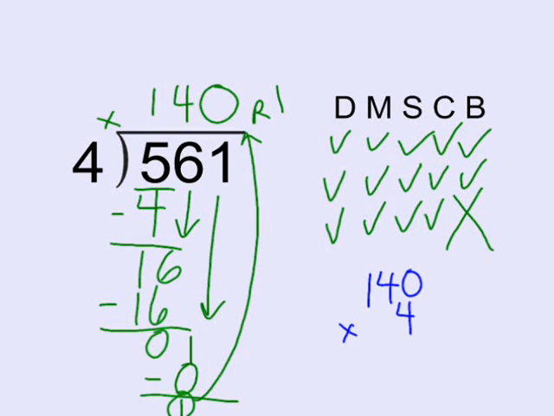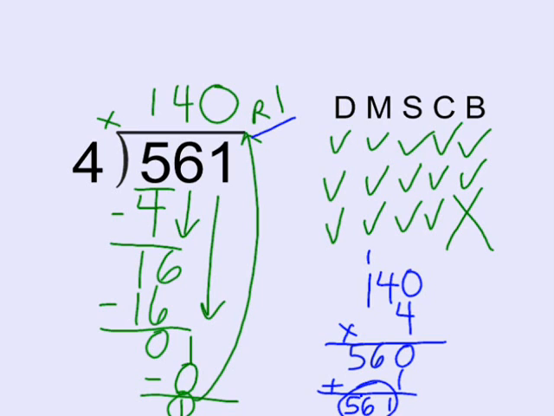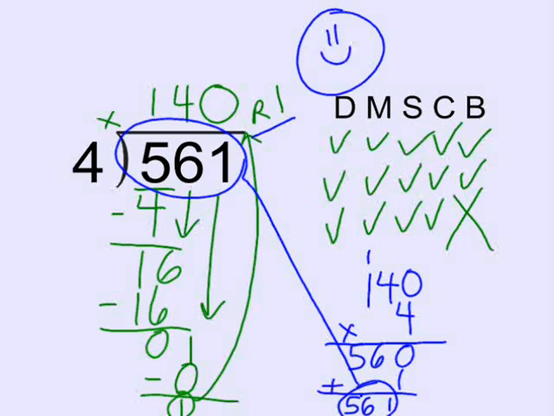140 times 4, 0 times 4 is 0, 4 times 4 is 16, 4 times 1 is 4, plus 1 more is 5. 560 plus my remainder, plus 1, equals 561. 561, 561. I know it's correct.